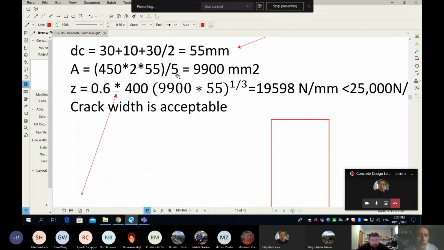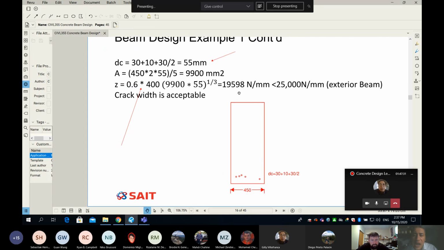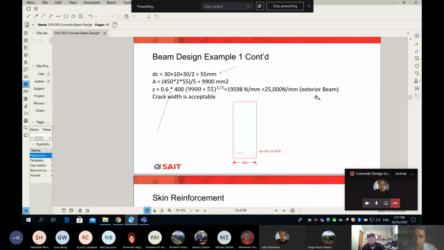And then don't forget, we have to divide by the number of bars, which is 5. And all you have to do is just push everything into the equation. And then what we got is 19,598. And this number is less than 25,000. And that's good because our beam is an exterior beam and we pass our crack check.